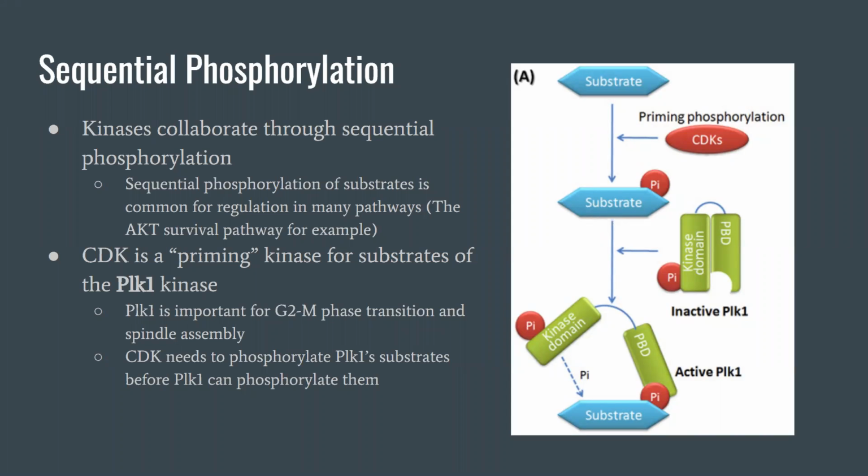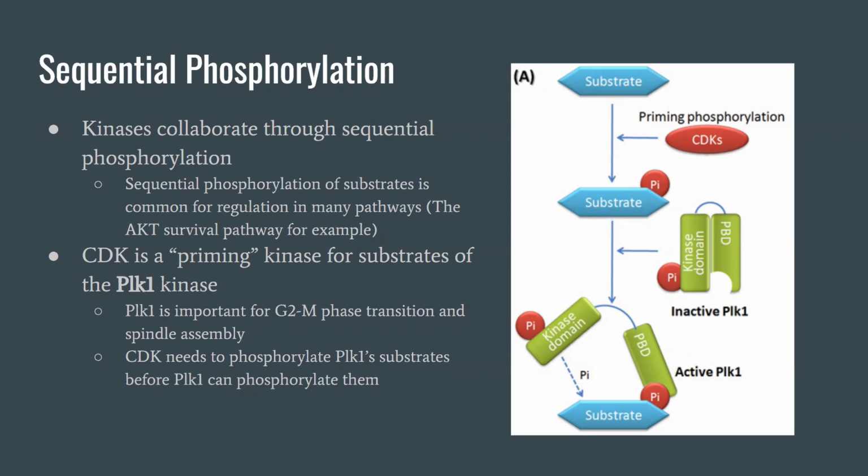So another important thing that we need to go over for you to really get a full understanding of M phase and all its nuts and bolts is sequential phosphorylation. Sequential phosphorylation is basically you get a priming phosphorylation on your substrate, and then the actual kinase can come in and add another phosphate. Sequential phosphorylation is common for regulation. It's a better way for regulation to occur in many pathways.